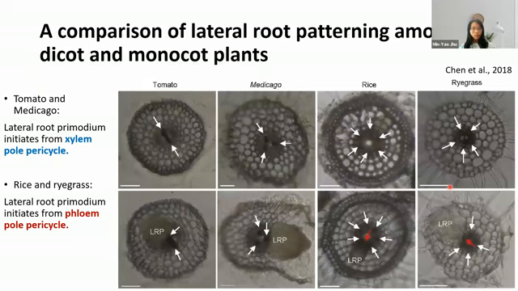And in the introduction, I mentioned that based on current study in Medicago, the lateral root formation process is very similar to the nodule initiation process. They share a lot of similarity, but our current understanding about lateral root development in monocot is relatively limited. Especially comparing eudicot and monocot, in eudicot, for example tomato and Medicago, they have the lateral root primordia initiate from xylem pole pericycle.